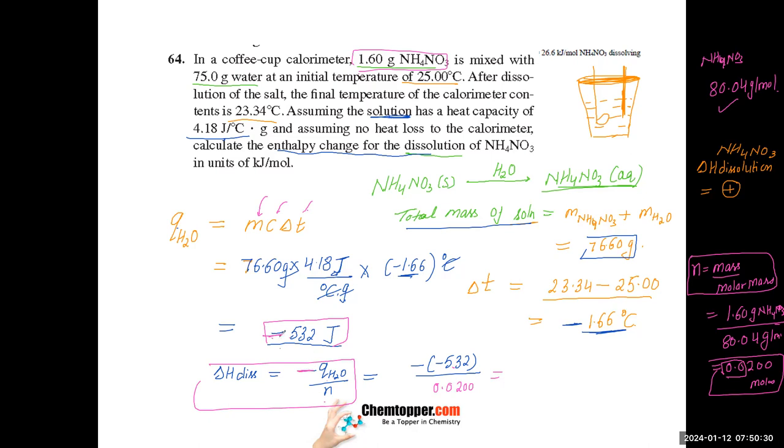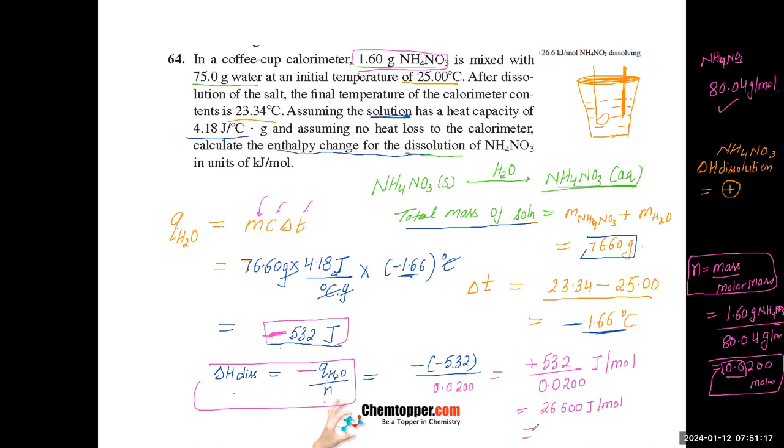Take care, there's a minus here and there's a minus here. Minus minus will become plus. You can see that you are getting endothermic. The sign of delta H of dissolution is positive, endothermic, in joules per mole. Put this answer into three significant figures. So these questions, children, are very simple. The answer is 26,600 joules per mole.